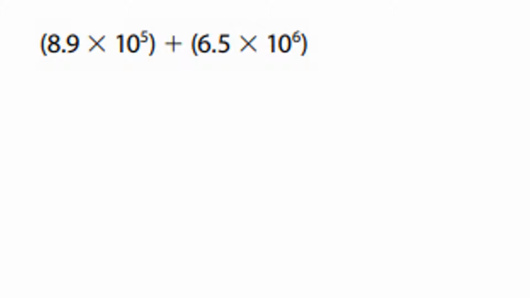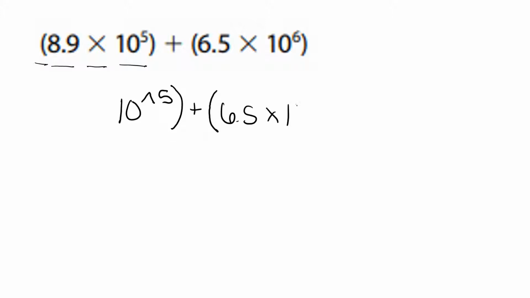We start with our parentheses and then the 8.9 times 10, and now your exponent button looks like this. So when you type in 10, you're going to use the little caret symbol and then the exponent 5. Close your parentheses, plus, again, parentheses 6.5 times 10. Again, use the little caret symbol for the exponent 6. Close parentheses. If you do not close your parentheses, you will not get the correct answer.